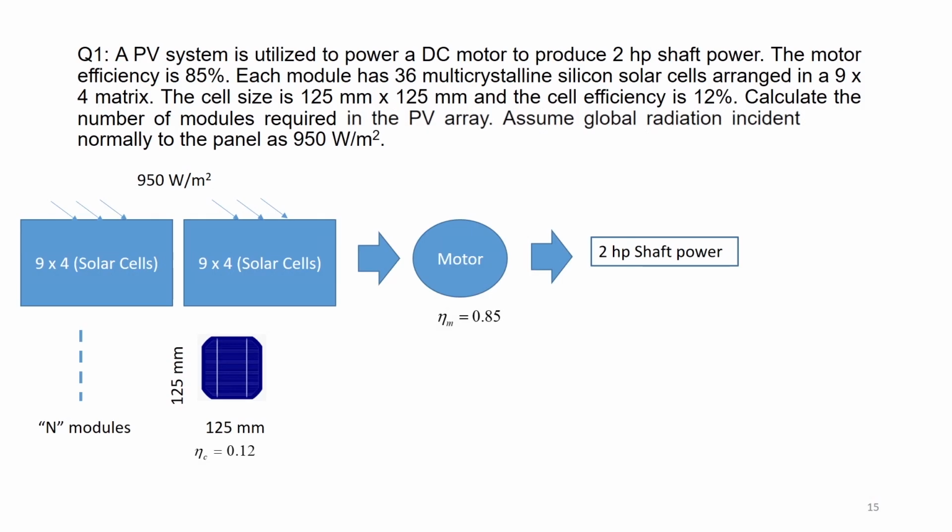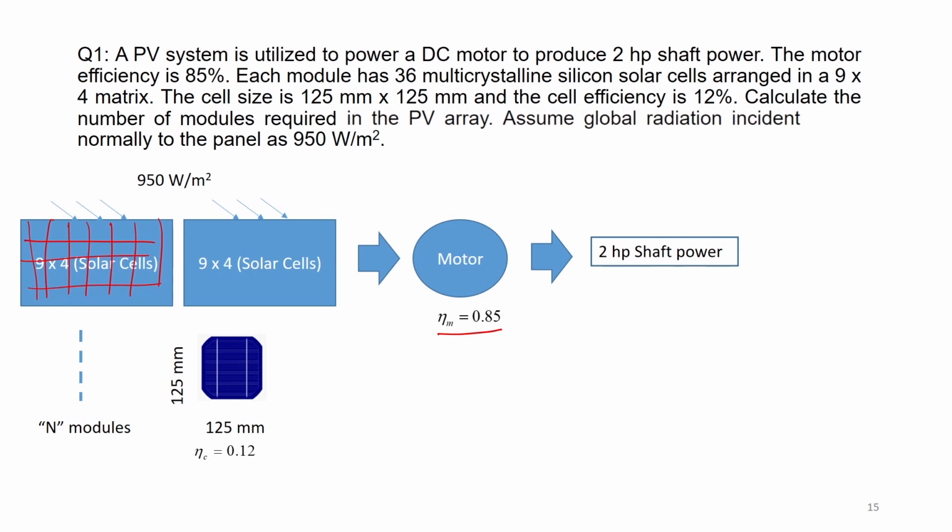The problem goes something like: a PV system is utilized to power a DC motor to produce 2 HP shaft power. The motor efficiency is given as 85%, which is shown here, and each module has 36 multicrystalline silicon solar cells arranged in a 9×4 matrix. Here you can see 9 columns and then we have 4 rows. So that is how 9 into 4 is equal to 36.